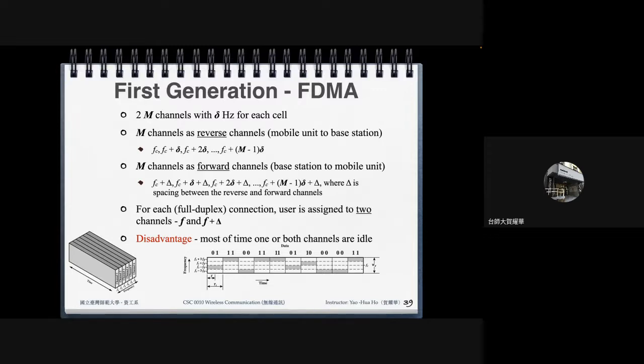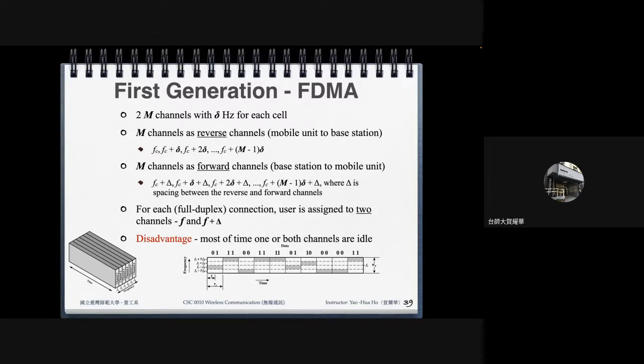Now, because you're using analog and you need a forward and reverse, or duplex, connection, the disadvantage is that most of the time, one or even both channels are idle. One channel is used, okay? Because you cannot talk and listen at the same time, right? One party is talking, the other party is listening. So when the forward channel is busy, the reverse channel is idle. That's a disadvantage of FDMA.